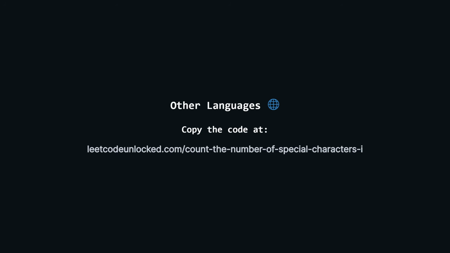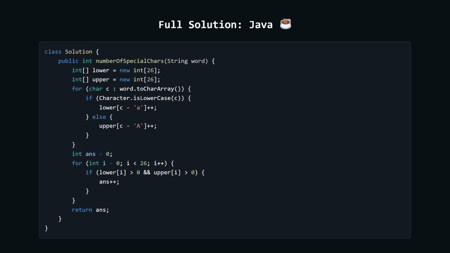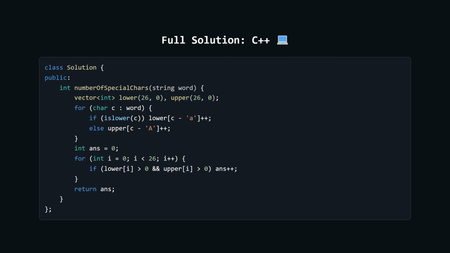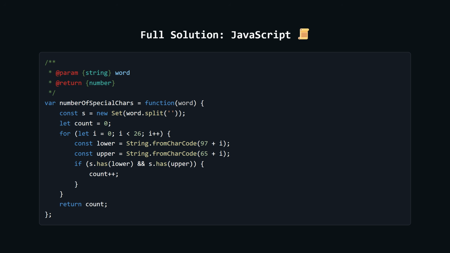Alright, as promised, here are the solutions in the other major languages. Remember, you can just grab this code from the site linked below instead of typing it all out. Here is the logic implemented in Java, using character frequency arrays. Next up, here is the C++ version, working very similarly to the Java one. And finally, here is the solution in JavaScript, using a set, just like our Python approach.